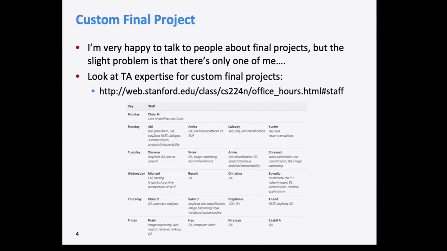I just wanted to have a note on custom final projects. In general, it's great to get feedback on custom final projects. There's a formal mechanism for that, which is the project proposal that I mentioned last time. It's also great to chat to people informally about final projects. I'm one of those people, and have been talking to lots of people about final projects and am very happy to do so, but there's a problem that there's only one of me.